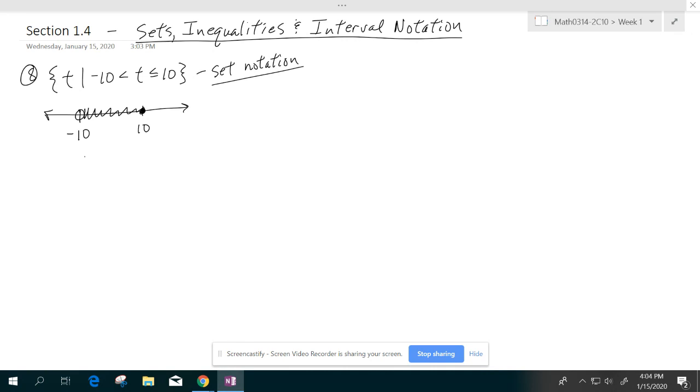As I'm moving from left to right, where does the shading start? At negative 10. Would I use a bracket or a parenthesis? That's going to be a parenthesis because it was an open circle. Open circle corresponds to parenthesis. What do you think a solid dot corresponds to? Bracket. And then that is interval notation.